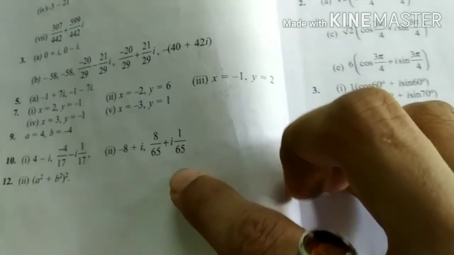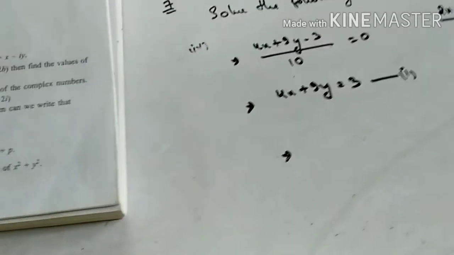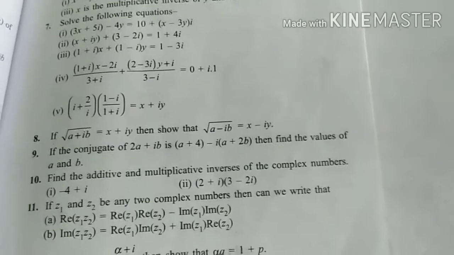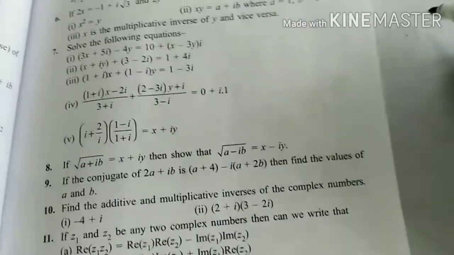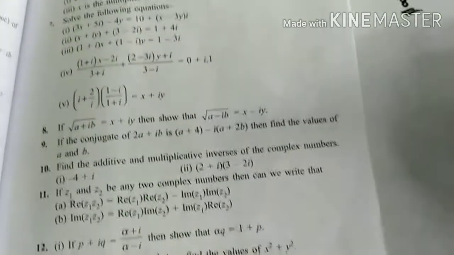Number 4 I have done. You see x is equal to 3 and y is equal to minus 1. So this is how we do. Next, question number 5 you try to do by yourself. Notes are already given to you. You look at those notes and try to do by yourself. Next I will go to question number 8.